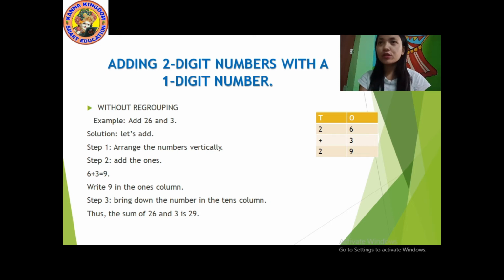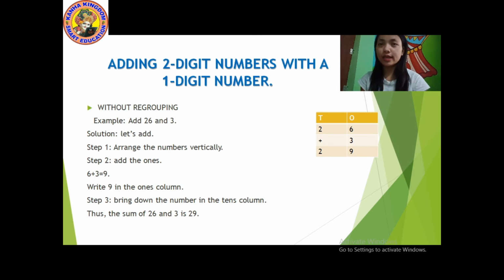So make 2 columns, one for ones and the second for tens. You have to arrange the numbers vertically. So step 1 is arrange the numbers vertically.